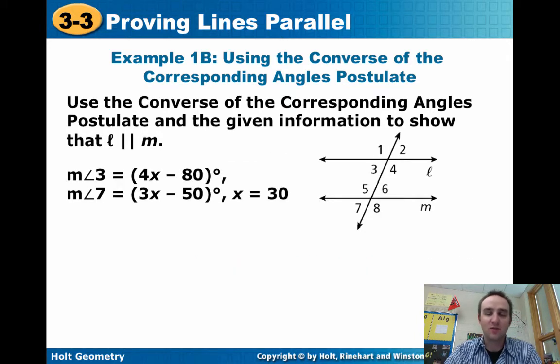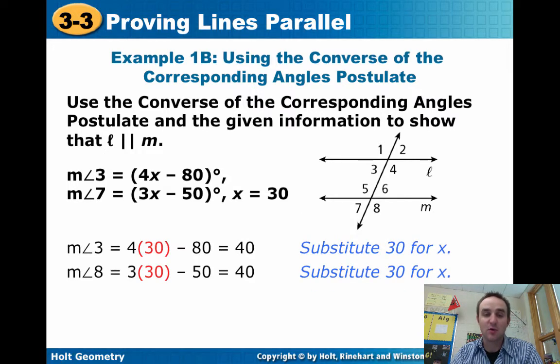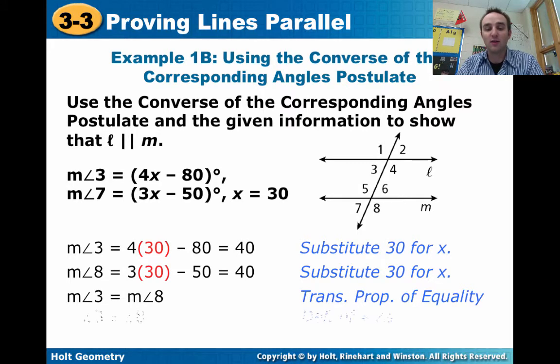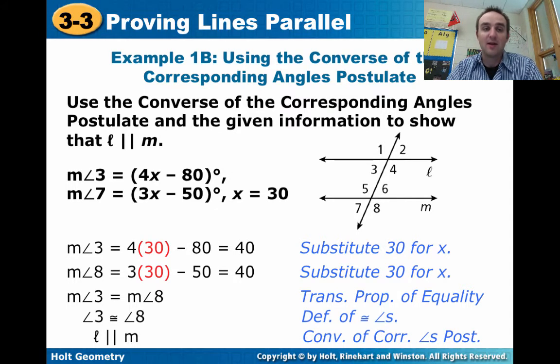Now this time, we have to do a little bit of work first. Here's the given information. Notice we're talking about angle 3 and angle 7, but they don't tell us exactly what the angles are. They give us an expression, and they give us what x is equal to. So, as you might guess, we plug 30 in for x into both of them, and we see that they both equal 40. Since they both equal 40, they are congruent, and since they are congruent, the lines are parallel. That is the converse of the corresponding angles postulate.